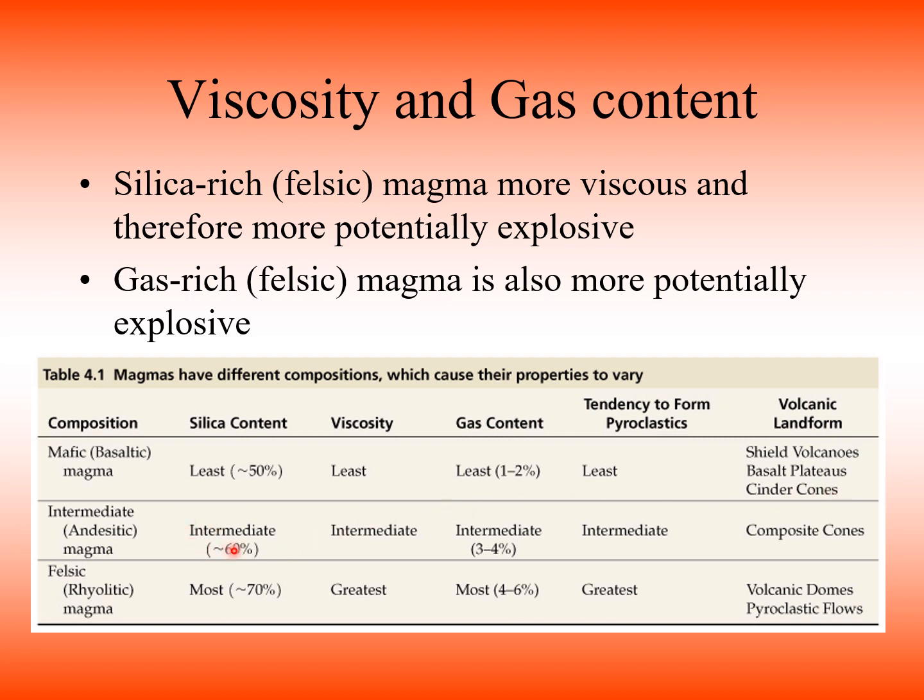Intermediate is usually about 60% silica content. It has an intermediate viscosity, about 3 to 4% gas content. And when that explodes, we get what we call a composite cone. And then rhyolitic magmas, which are felsic, are usually 70% or more silica. They have the highest viscosity, so resistance to flow. And so they trap about 4 to 6% gas content.